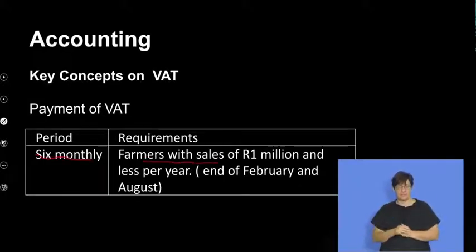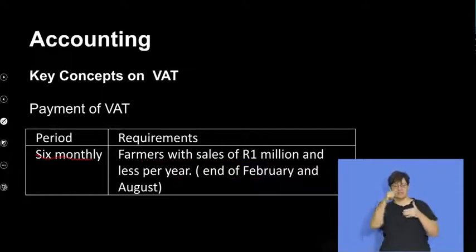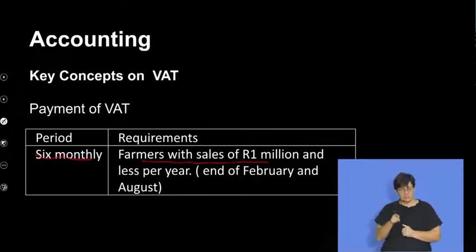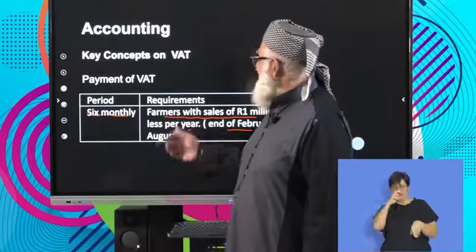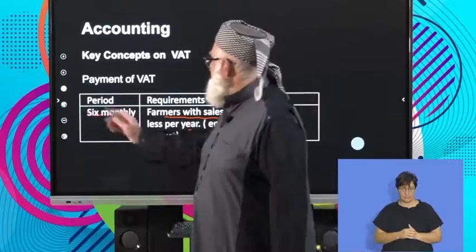So that period is called the bi-monthly return. Then you get a 6 monthly return, right? And these are farmers with sales of 1 million and less per year, and they normally do it at the end of February and end of August, right? They do a 6 monthly return because of that particular sector of the economy. In this case, we're looking at farmers.